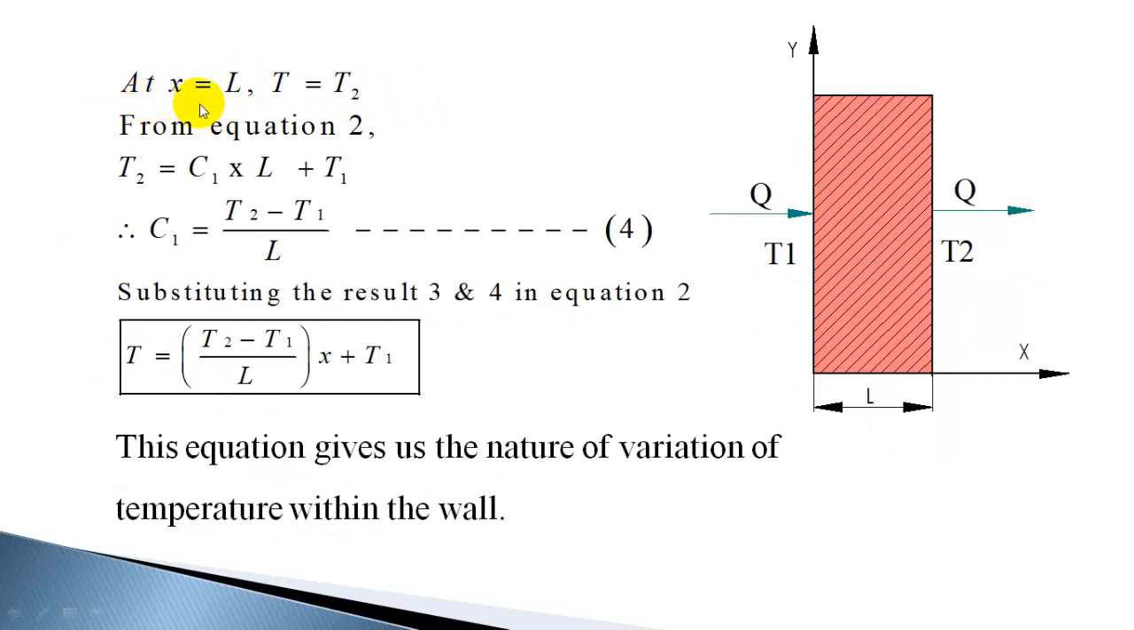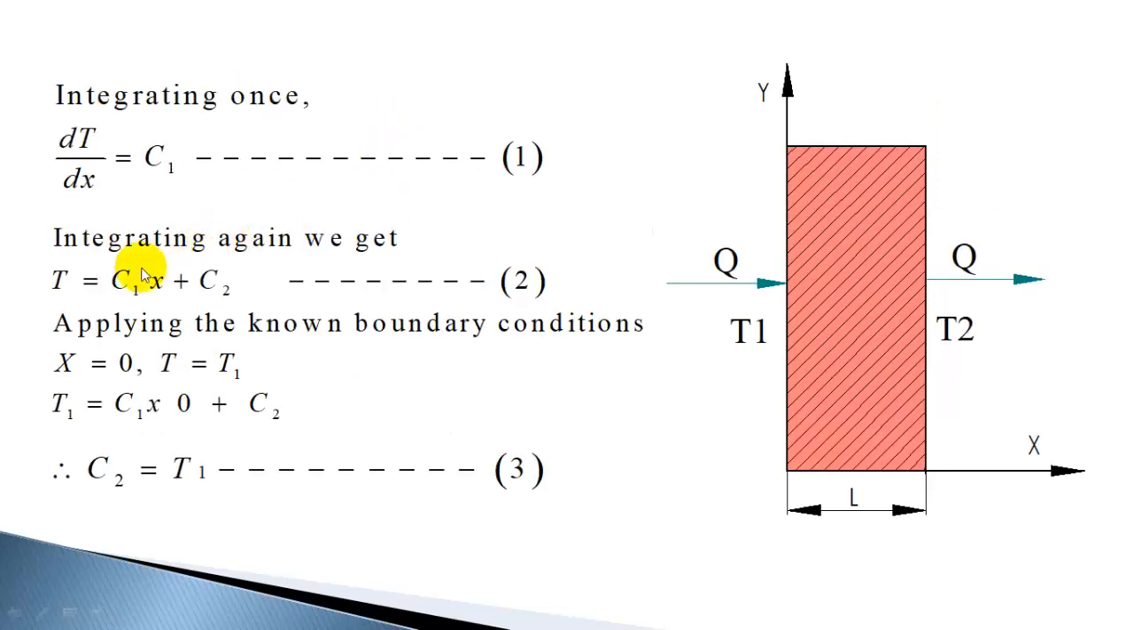Now let us apply the second boundary condition. At x is equal to L, temperature is T2. From equation 2, we have the equation for temperature as C1x plus C2, and C2 is known, it is T1. So we have temperature T is equal to C1x plus T1. In that we substitute x as L, and the corresponding temperature will be T2. So you will get T2 is equal to C1L plus T1.